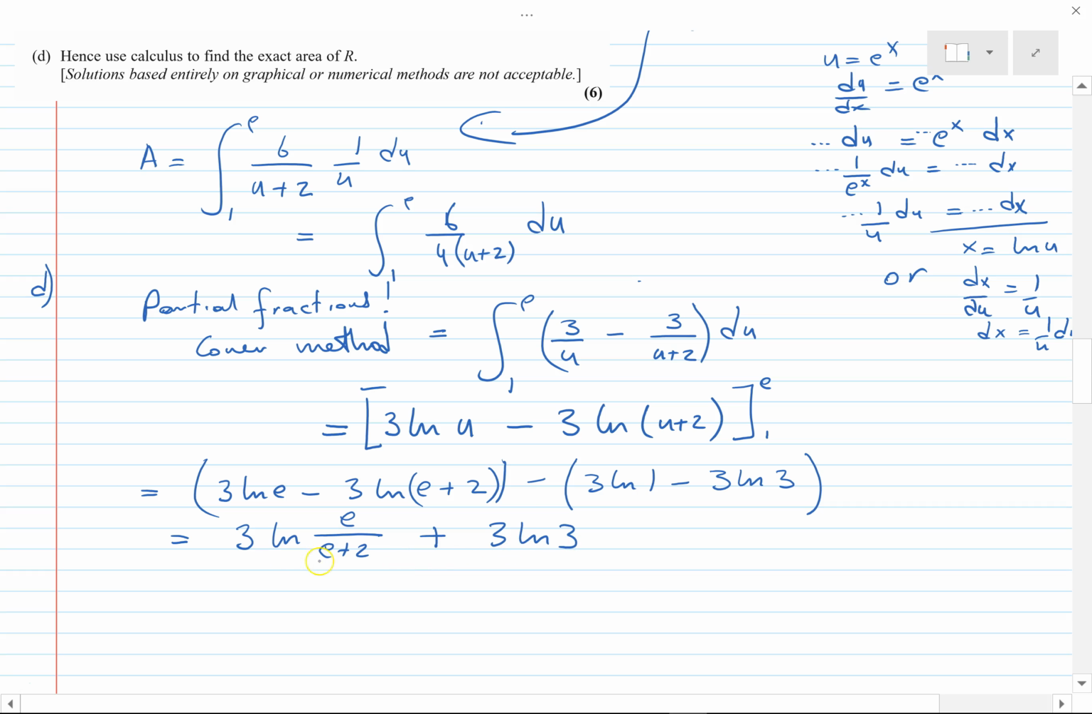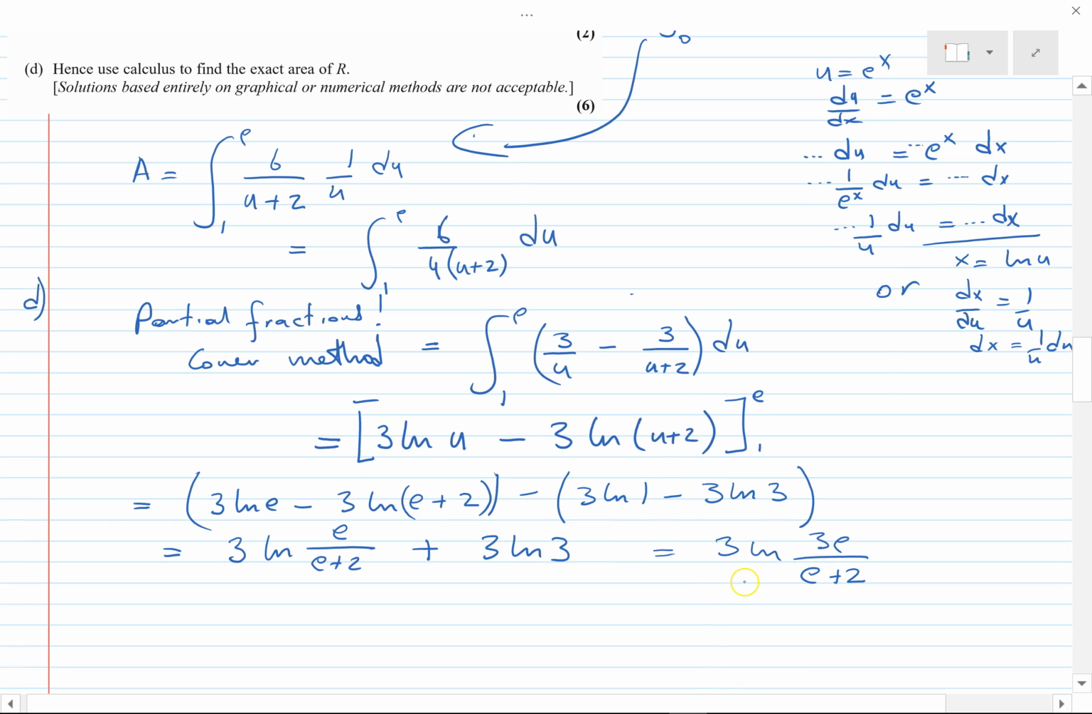And now I think that was good enough for 4 marks anyway, plus 3. As long as we identify that as 0, I think it's okay. But I've got an overwhelming desire, as we do, to bring the two lns together. So that's equal to 3 ln (3e over e plus 2). Okay, so that's the answer.